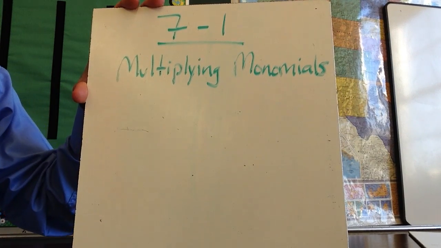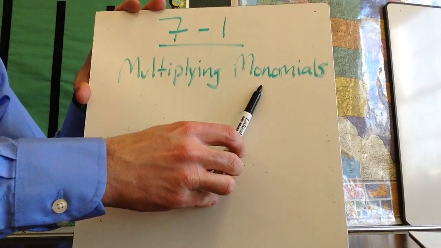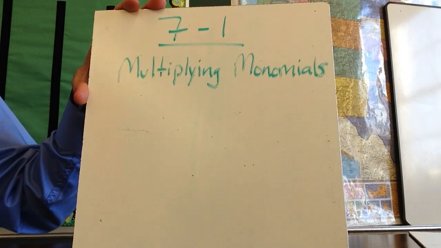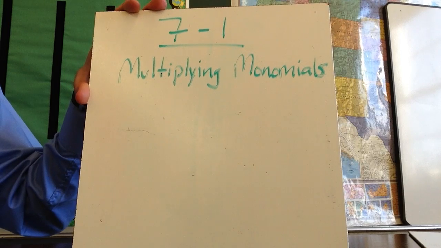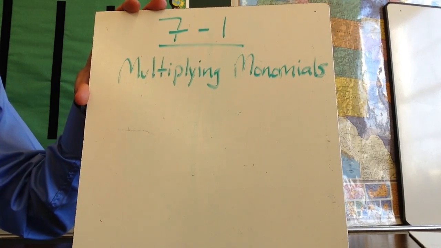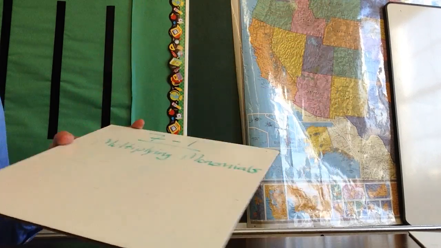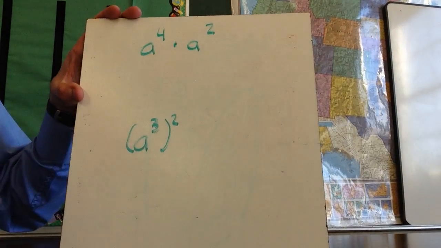Today's video will be on chapter 7.1, multiplying monomials. Monomials, with this mono meaning one, so it's going to be one set of numbers. For example, 3ab would be a monomial. A binomial might be something like 3ab plus 2df. So you'll see that they're separated by the addition sign. Let's talk about how we multiply these.